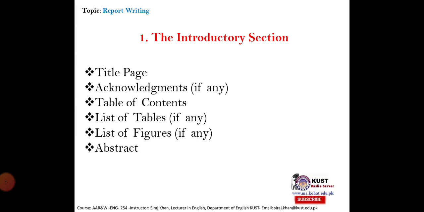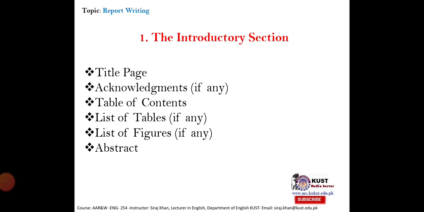Abstract is a brief but comprehensive summary of the research report. It includes a concise statement of the goal of the research, the type of participants and instruments, outlines the methods, major results, and conclusions. Abstract must be limited to a specific number of words, usually between 100 and 500 words.